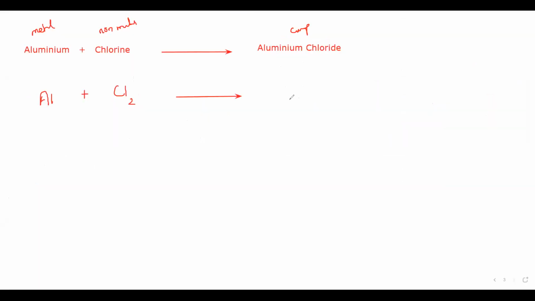Commonly students make a mistake when they see aluminium plus Cl2, they write AlCl2. That's wrong, because that's not the way to write the formula of a compound. The way to write the formula of a compound is by using their valencies. So aluminium is plus 3, chlorine is minus 1. We simplify and cross multiply. So aluminium chloride will be AlCl3. That's how we completed the equation. Now the second part is balancing the equation.